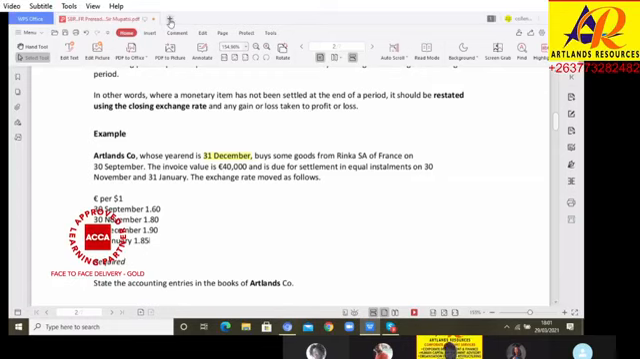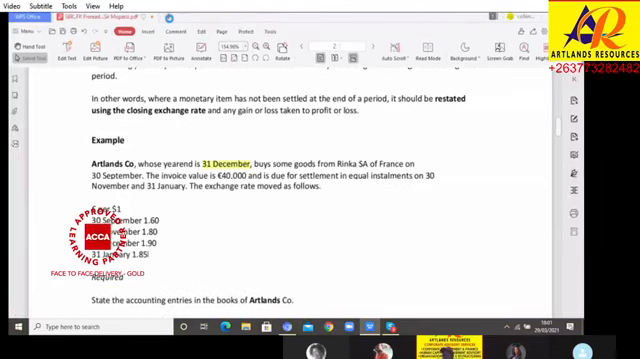Let me open now in Excel to show you how the accounting entries will look like. Allow it to open.